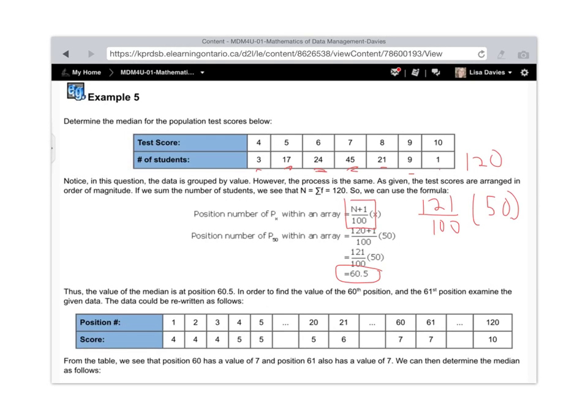What that's telling you is that you have to count up this chart until you get to 60 people, or 60 students. So far we would have 3 plus 17 is 20, plus 24 is 44. So the 60th person is going to fall in this group here. So now we know that the 50th percentile, or the median score, is in this group, and we can look at that test score, which is 7, right?